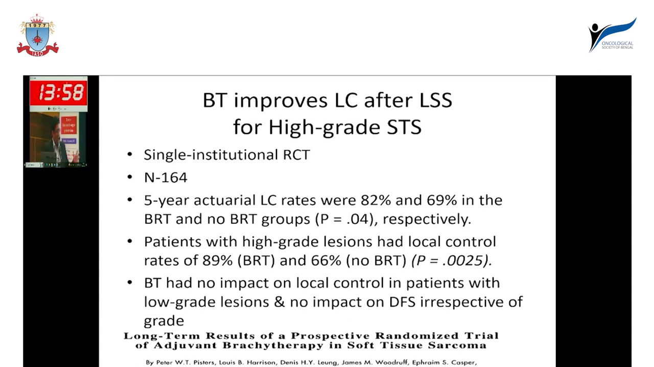But can I just set the cat among the pigeons and ask one of the surgeons, and then all the others as well, are there any situations where you would not give adjuvant treatment for a high-grade soft tissue sarcoma? We know that for low grade, if it's a small tumor, it's not really going to make a difference. But high grade, is there any situation where you would maybe skip it?